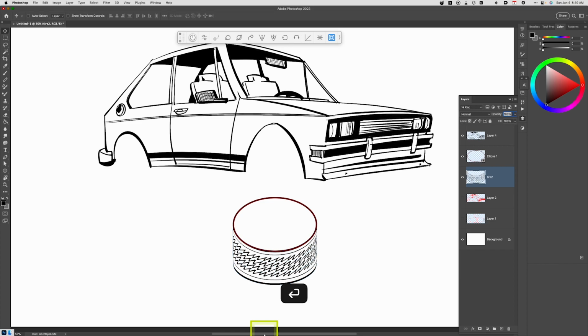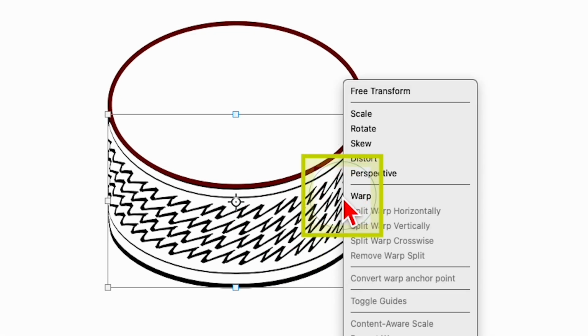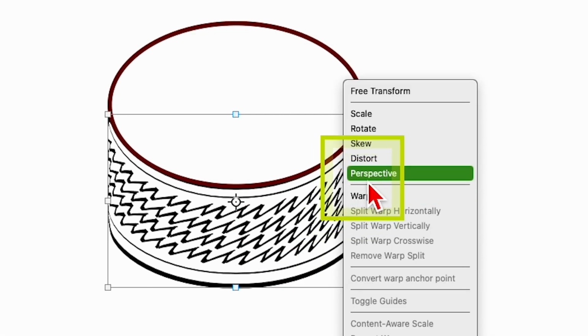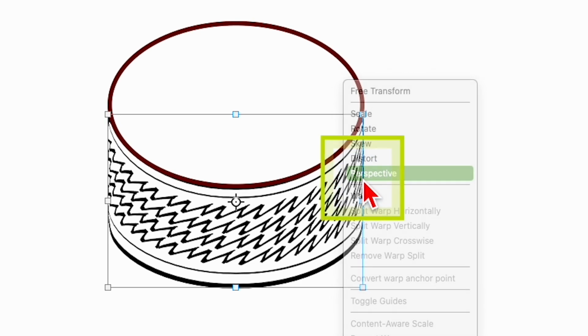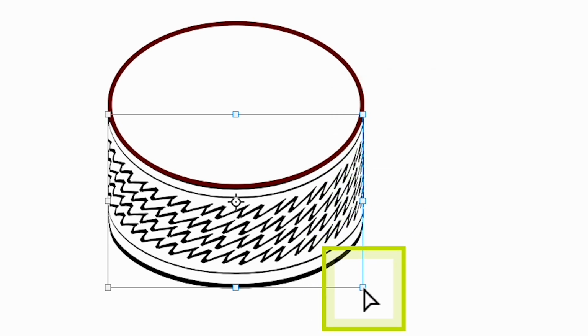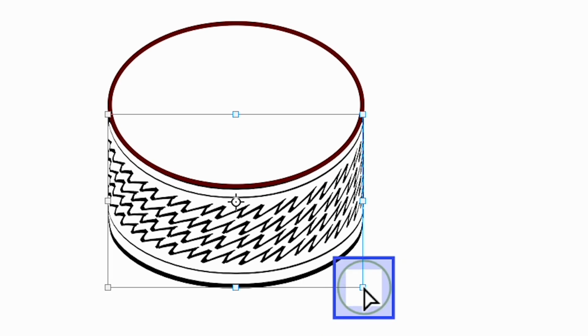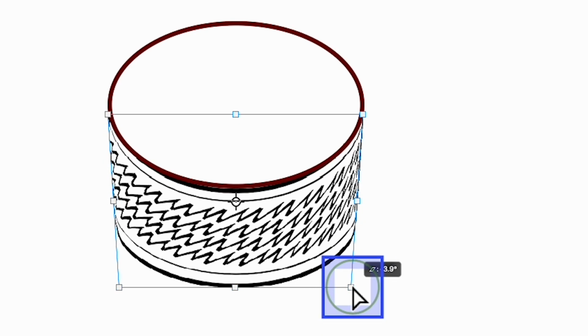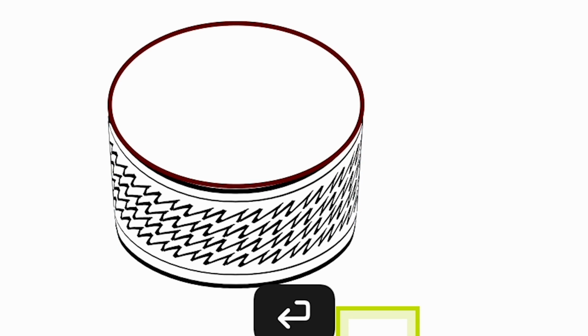I'll hit enter to confirm, and I'll hit Command T once again. And this time I want to go ahead and add a little bit of perspective. So I'll use the transform perspective. I'll click on the lower right handle here and just bring it in to where the tires look like they have perspective.